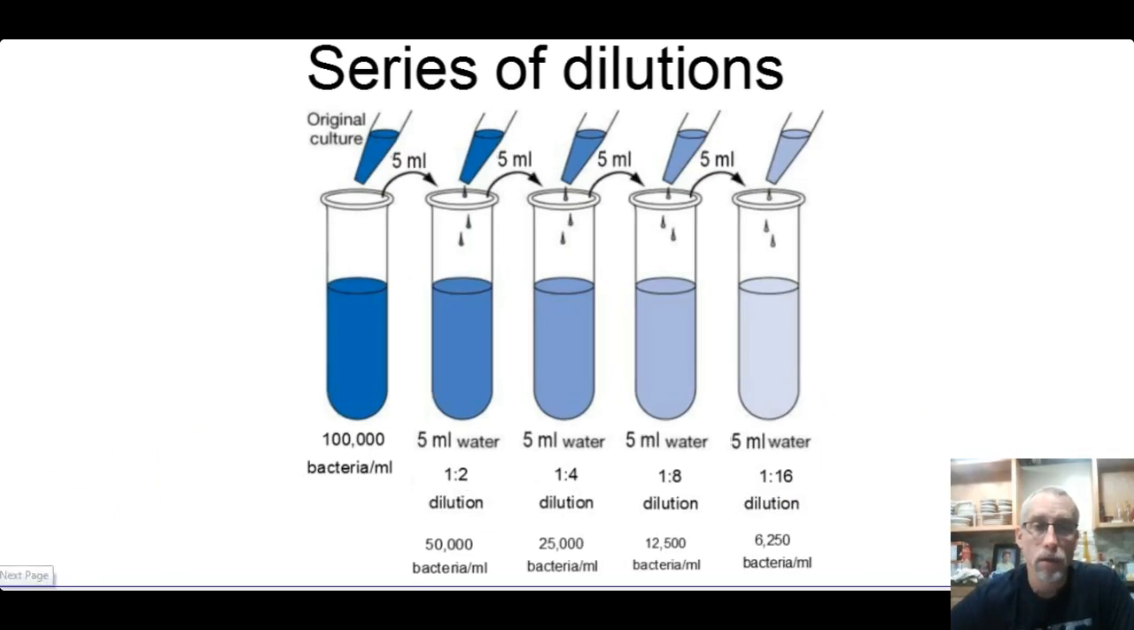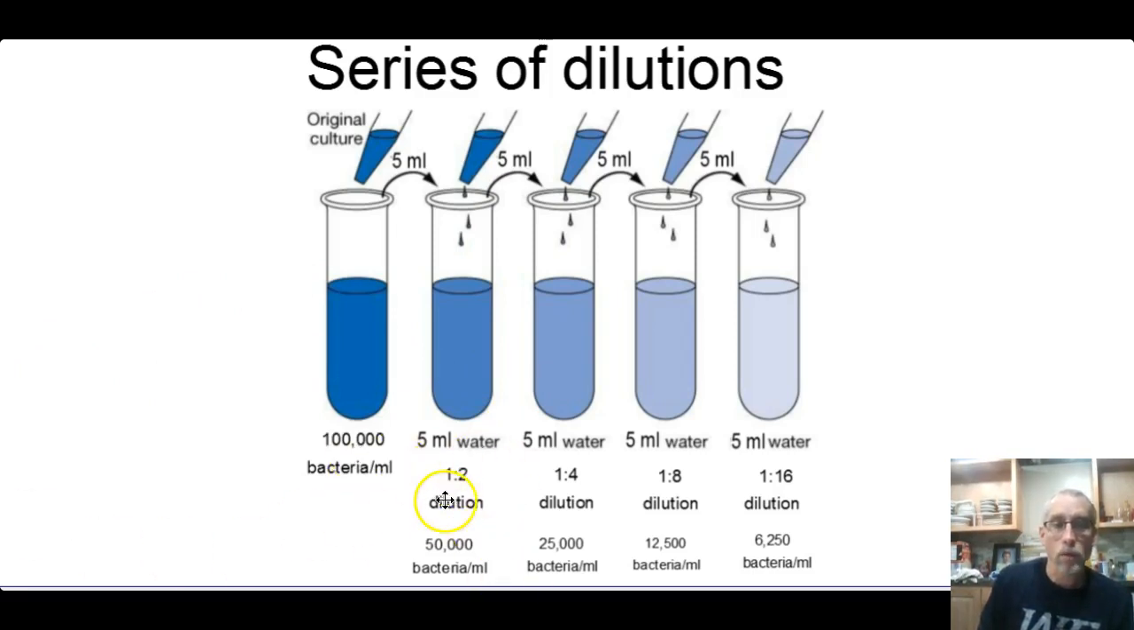Here's another similar example. I thought this one might be a little easier to follow. This is a 1 to 2 dilution because we're taking 5 milliliters of the solution and then we're adding 5 more milliliters of water. So we take our 5 and we turn it into 10. So we have twice as much solution after we've diluted it, and that makes 1/2 of the dilution.